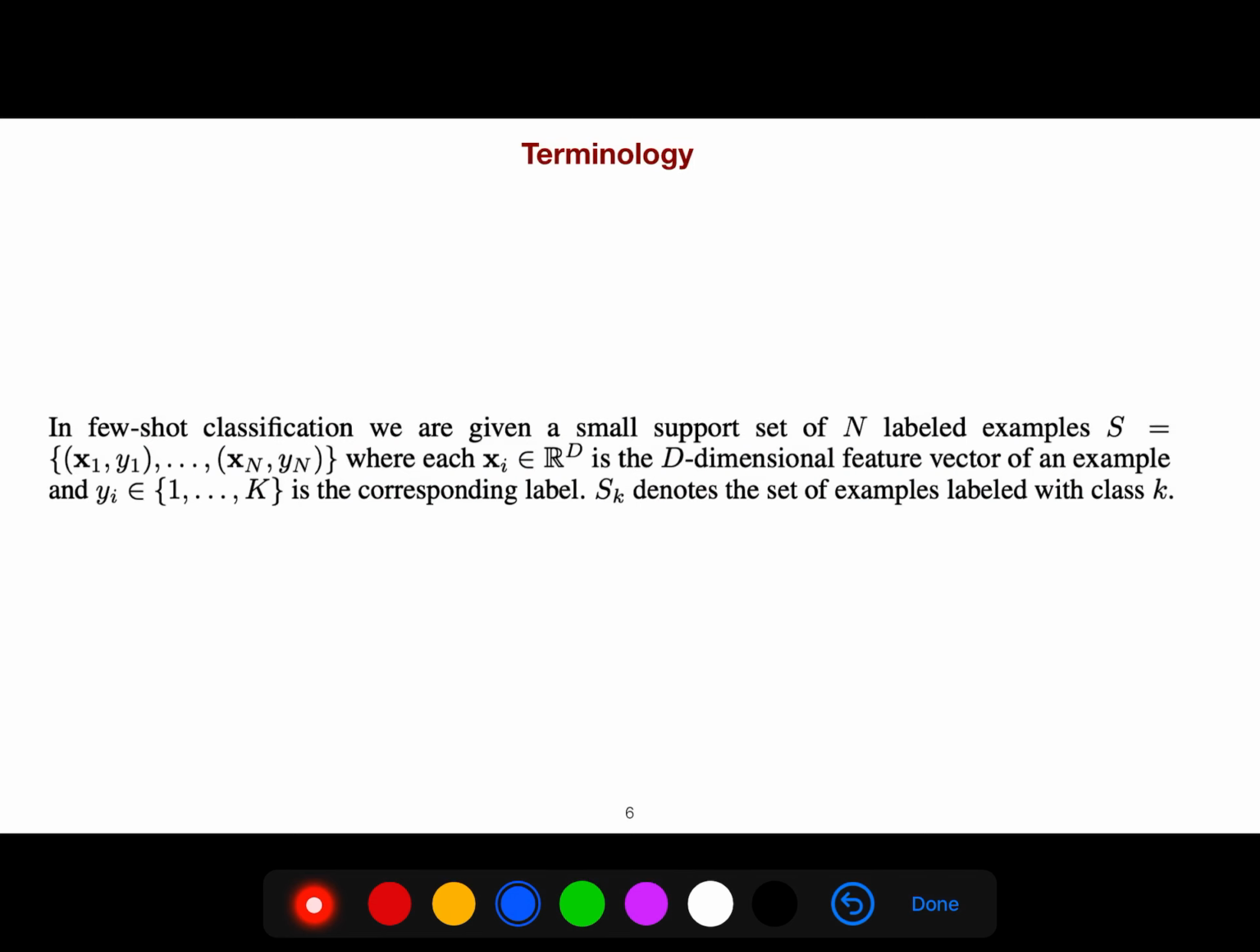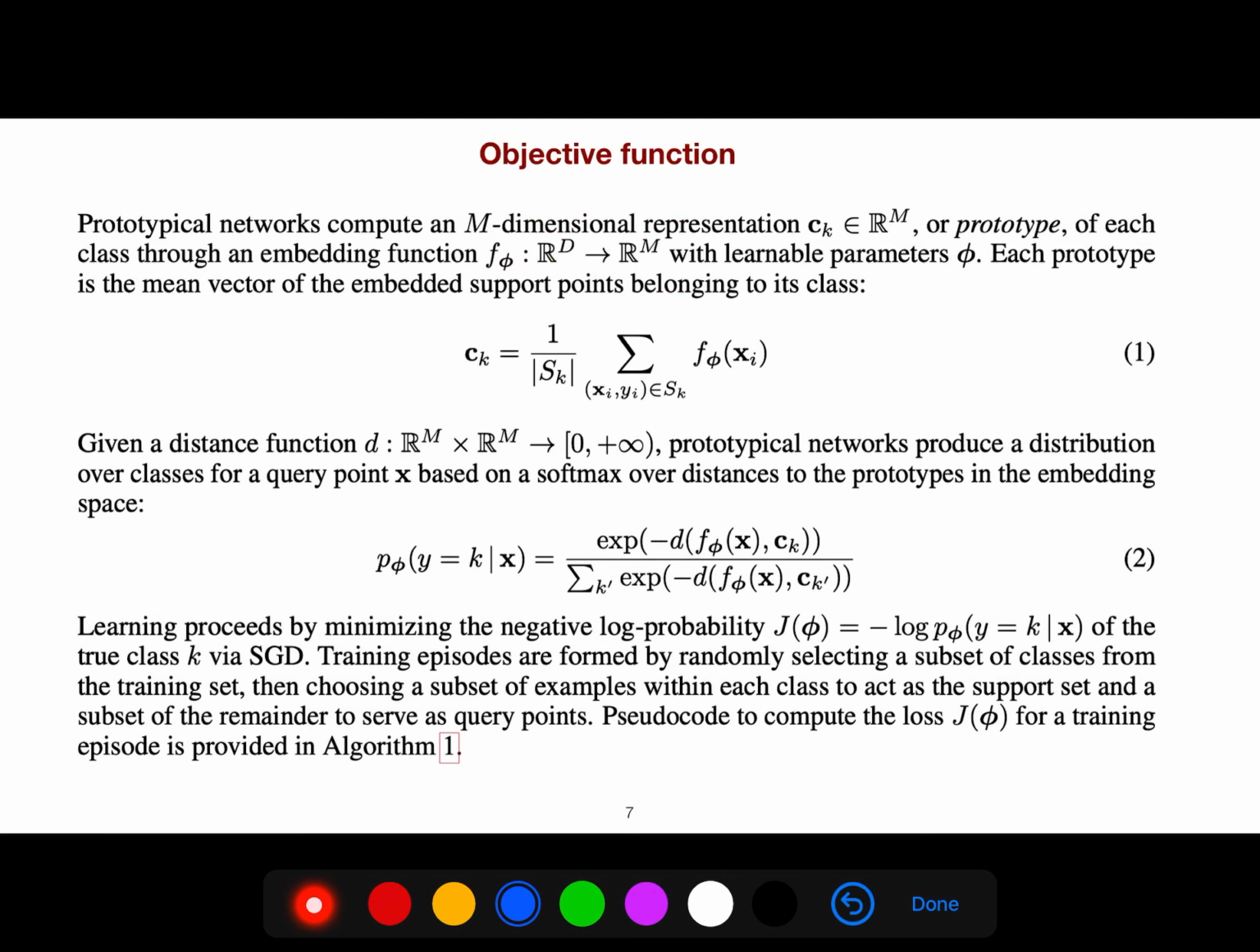So we have some n labeled examples, x1, y1 through xn, yn, and Sk is just the set of examples labeled with class k. The objective is very simple. We just find the average. We have an embedding function that we should learn with neural networks, which is represented by these parameters. After learning that, each prototype is the mean vector of the embedded support points belonging to a class k.